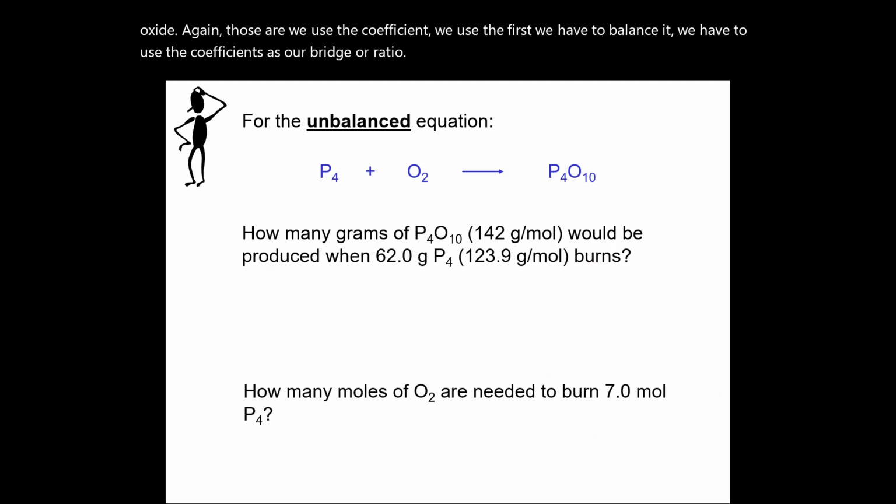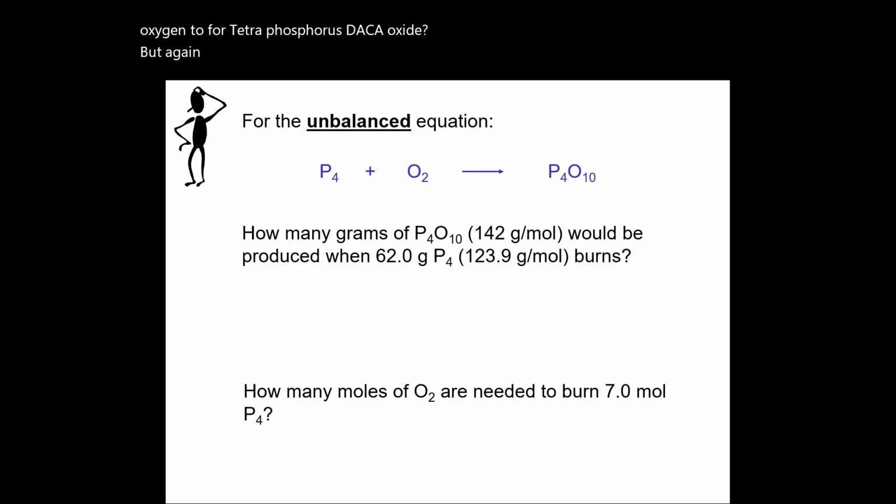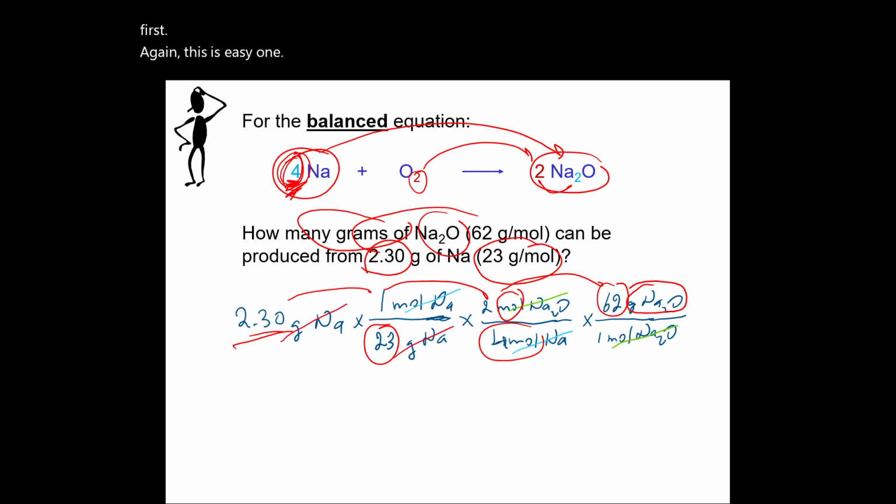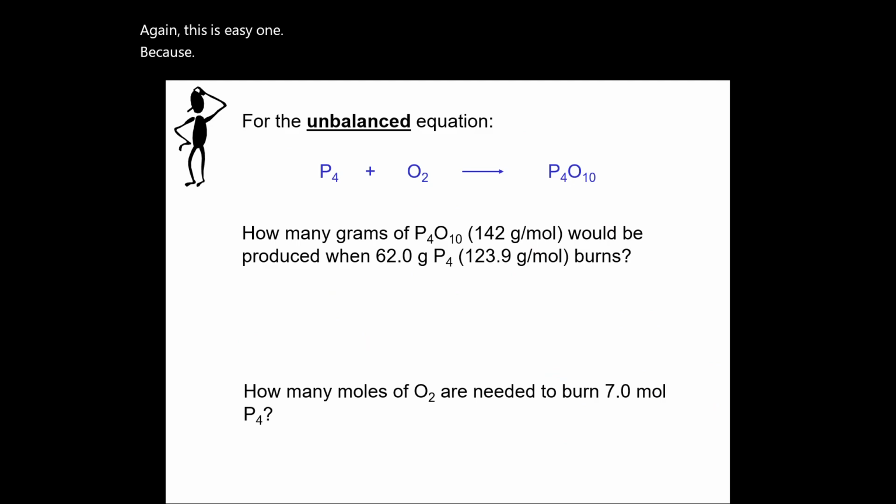This is another question: phosphorus burns in oxygen to form tetraphosphorus decoxide. But again, we can't use this unbalanced equation to solve this problem. It has to be balanced first. Again, this is an easy one because we've got 4 phosphorus, they are fine. It's just the oxygen.